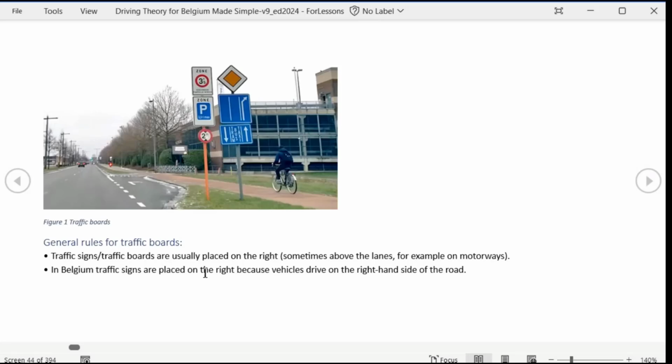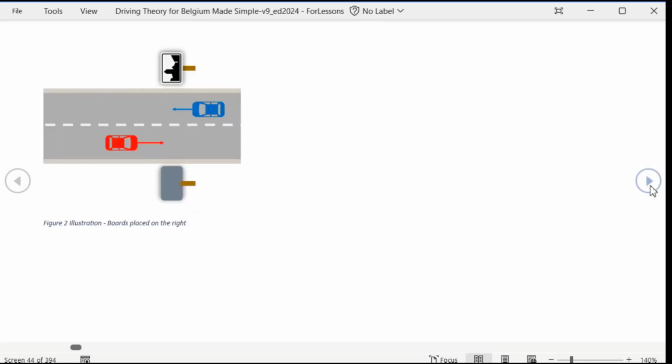In Belgium, traffic signs are placed on the right because vehicles drive on the right side of the road. So it's more convenient and easier to stay focused, to keep looking on your right and then continue driving. Here's an example: for the blue car, this is the board which says starting of built up area, which is placed on the right. For the red car, this board is shown from the other side, and this is end of built up area, which is again placed on the right side for this red car.